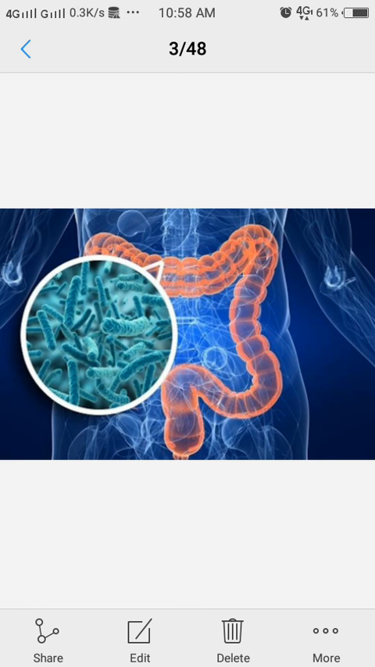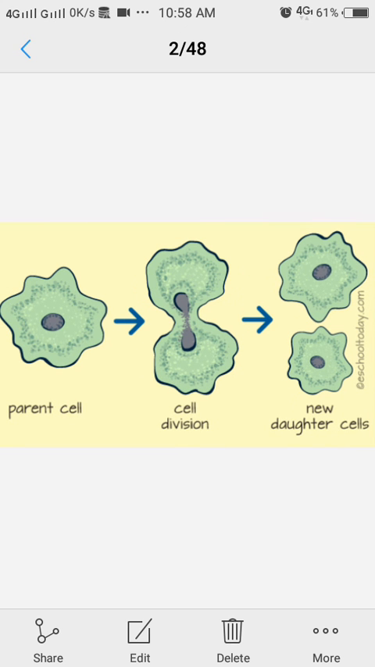Now we will see how bacteria reproduce. Bacteria reproduce by binary and multiple fission. So what is the process for reproduction of bacteria? That is fission. In fission there are two types. One is binary fission and another one is multiple fission.